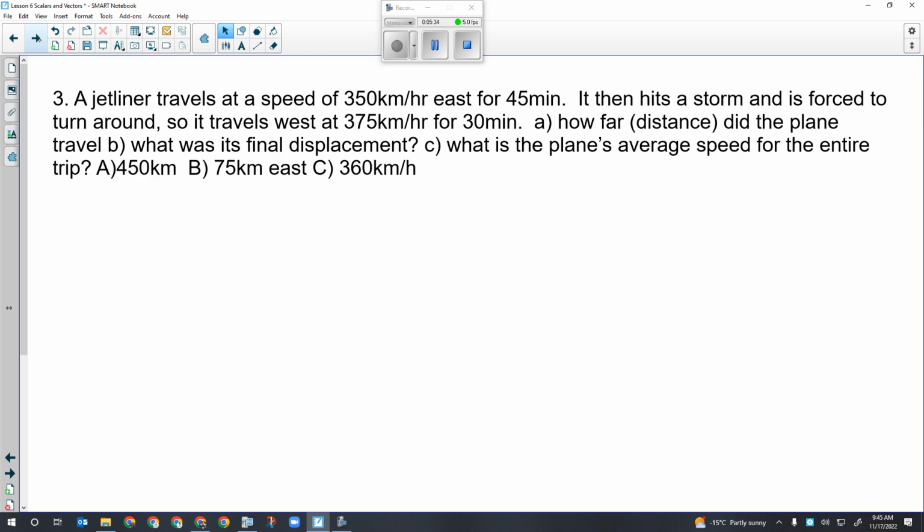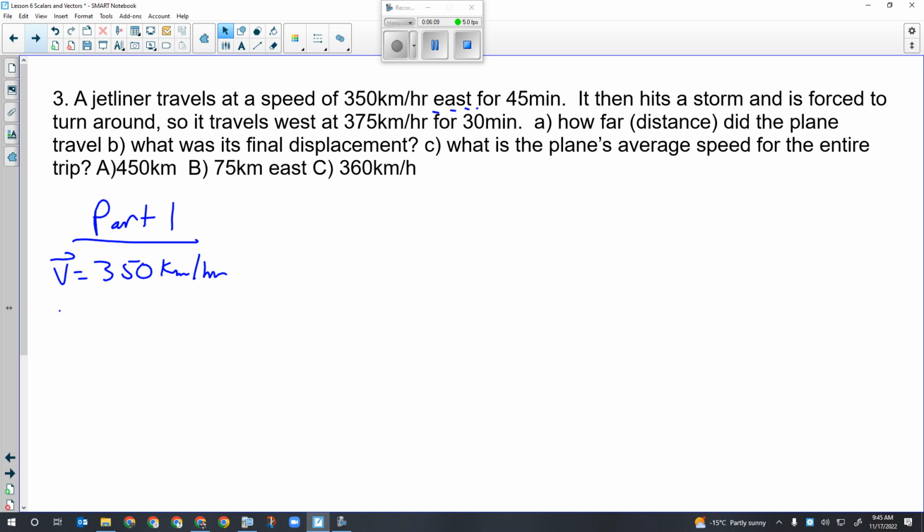Okay, so in number 3, the jetliner is moving at 350 kilometers per hour east for 45 minutes. All right, so is that actually a speed? It's actually a velocity. They gave me a direction on that. Okay, so the velocity in part 1 is 350 kilometers per hour.